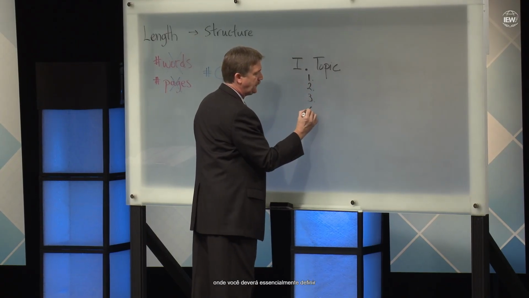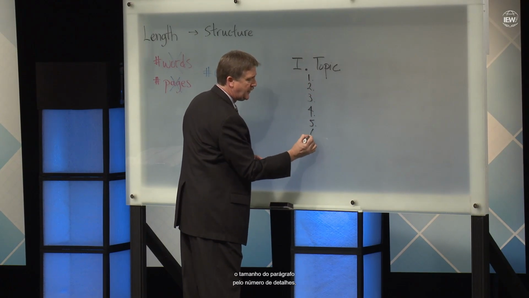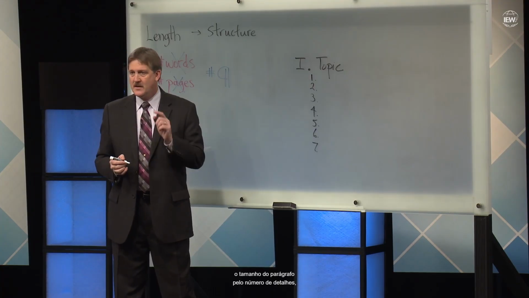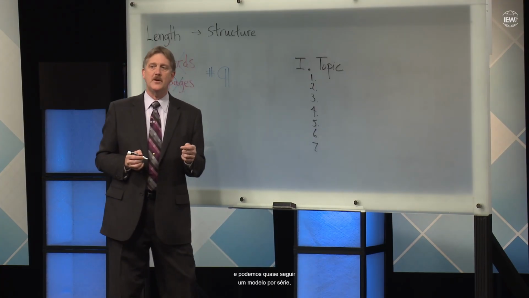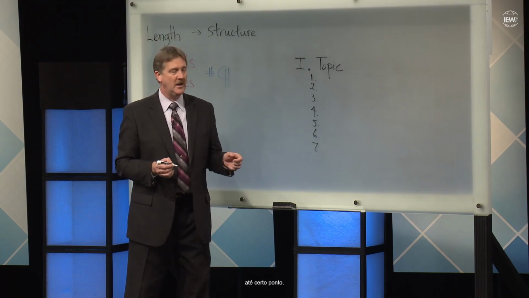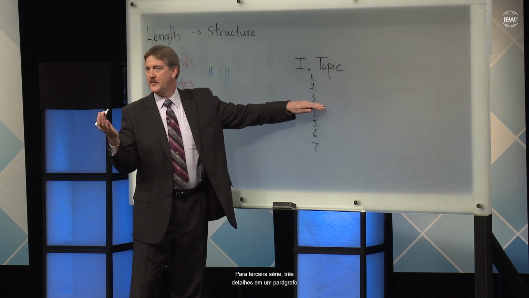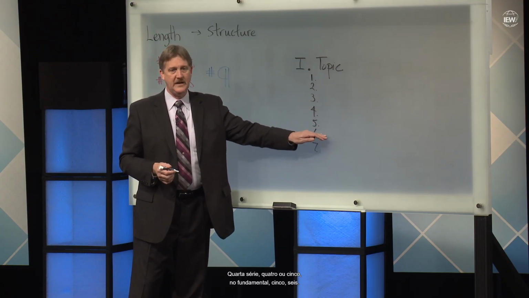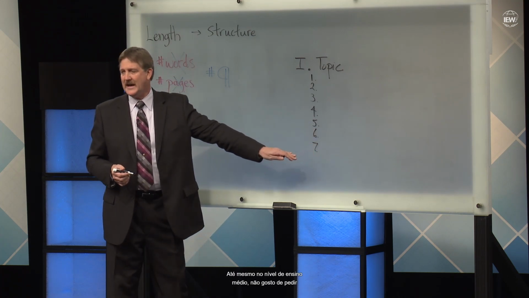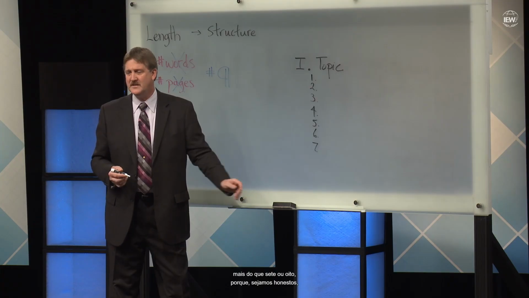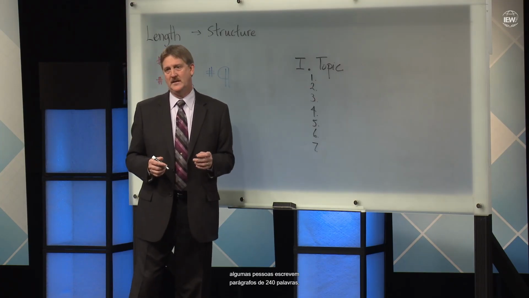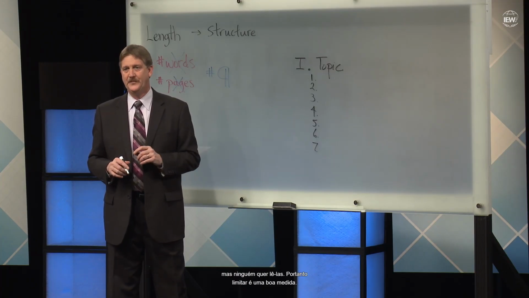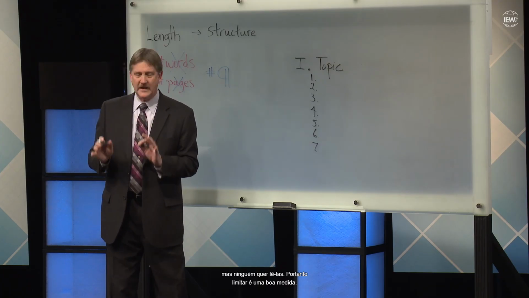And then you're going to essentially define the paragraph length by number of details. Number of details. And you can almost go by grade level up to a certain point. 3rd grade, 3 details in a paragraph, probably just great. 4th grade, 4 or 5. Middle school, 5, 6. Even at high school level, I don't like to go above about 7 or 8 because, let's face it, some people write 240-word paragraphs, but nobody likes reading them. So a limit, that's the key.